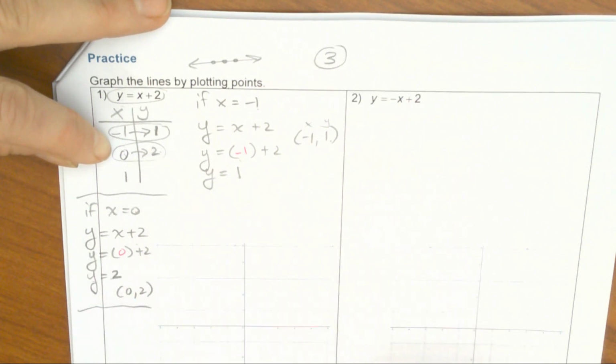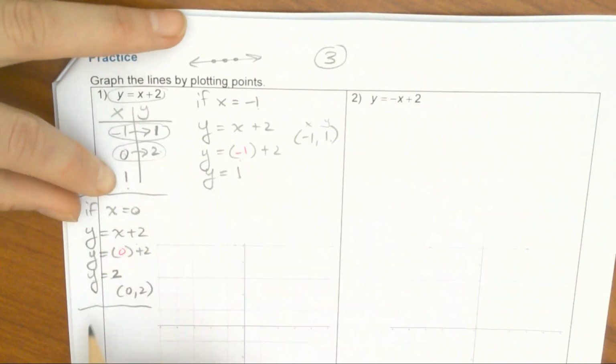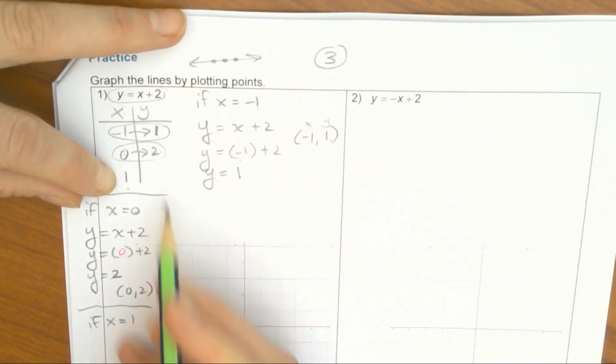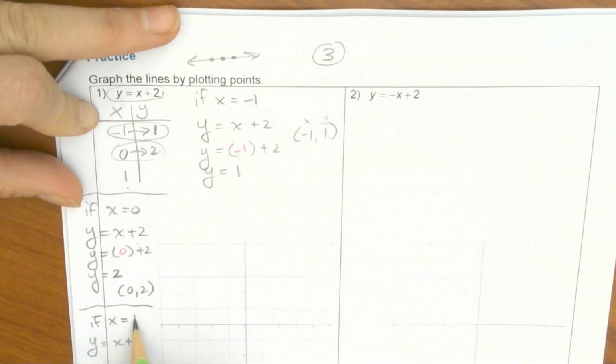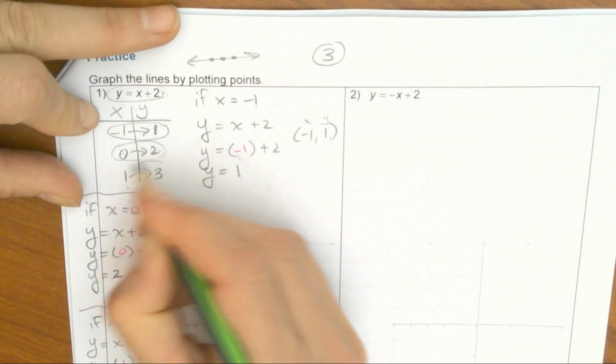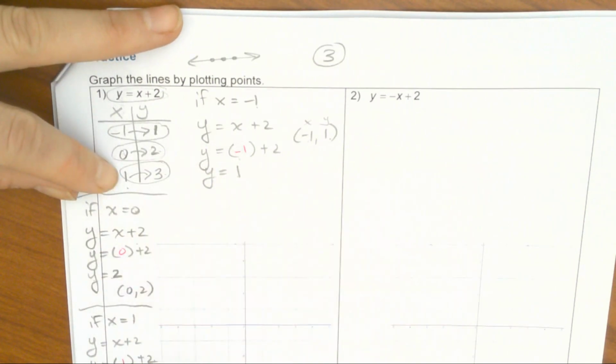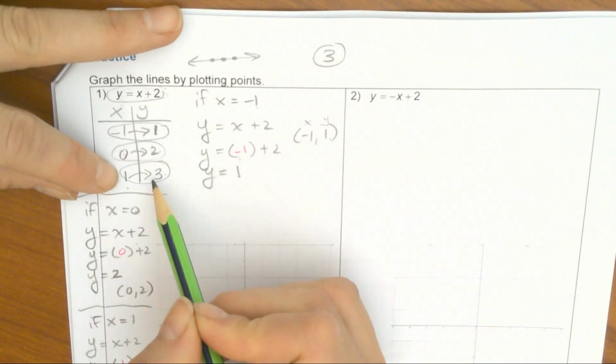Now we're going to do it again, but we're going to say if x is 1. And we write out the equation. Wherever the x is, we're going to put brackets and substitute this 1 in. So if x is 1, we replace the x with 1, and we say y equals 1 plus 2 is 3. So now, if x is 1, y is 3. So that's my last point, 1, 3.